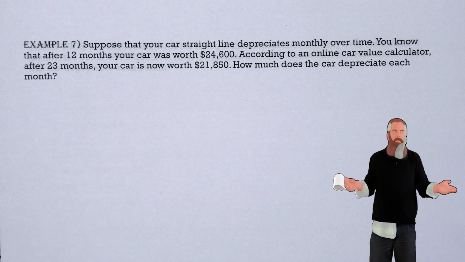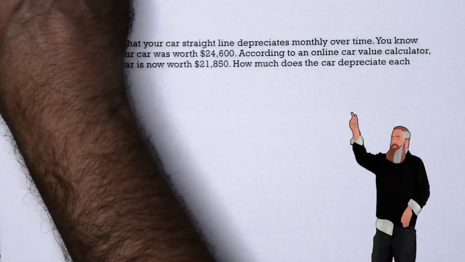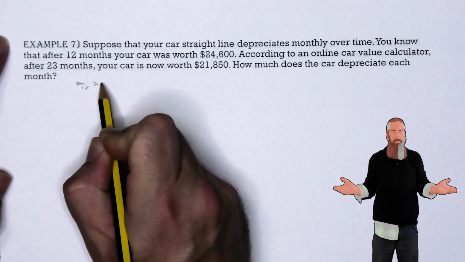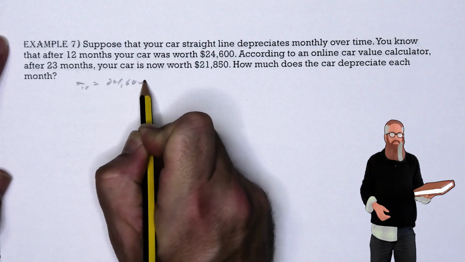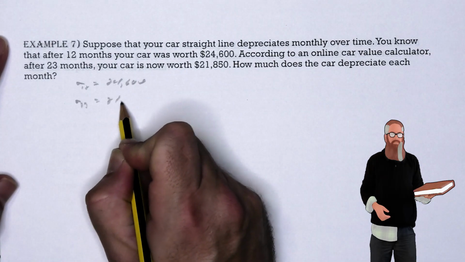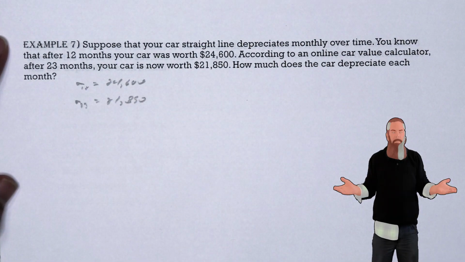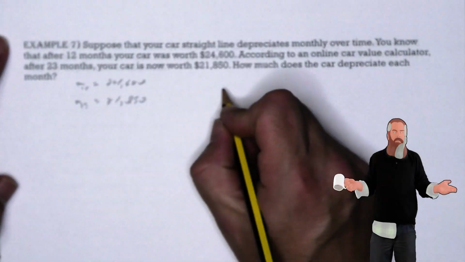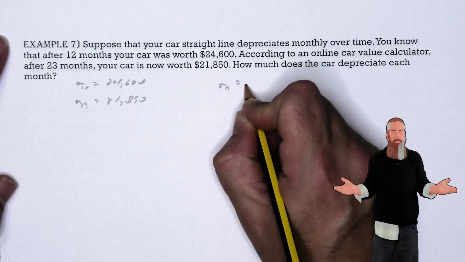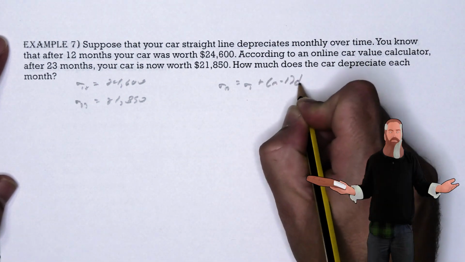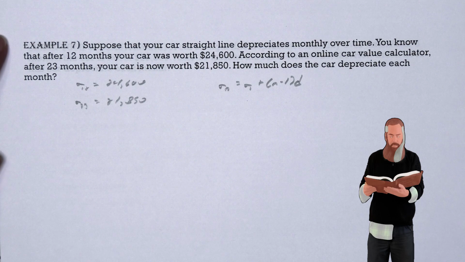The term A sub 12 represents the car value at 12 months, and A sub 23 represents the car value at 23 months. Let A sub 12 equal 24,600 and let A sub 23 equal $21,850. The formula for any number A sub n in an arithmetic sequence is given by A sub n is equal to A sub 1 plus n minus 1 times d, where d is the common difference.